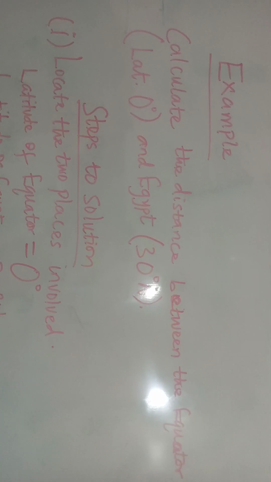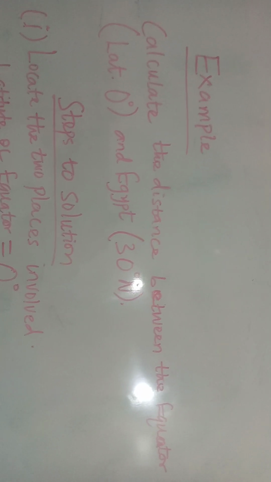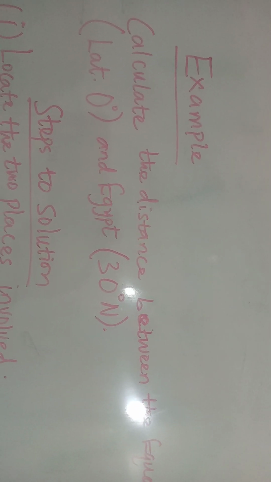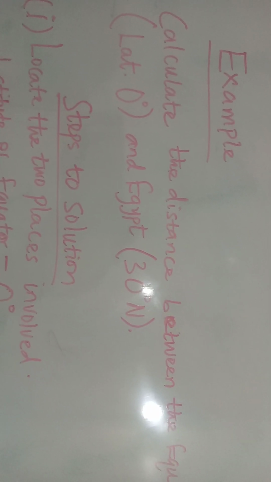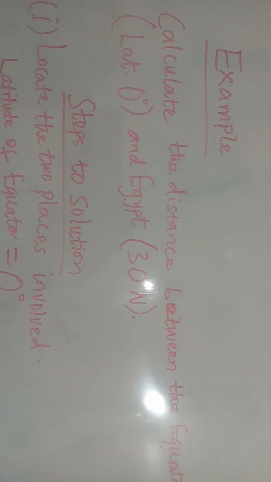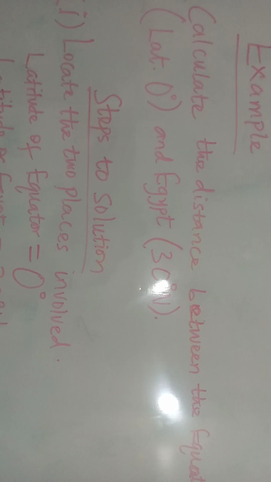Then we will go to the example so that we can see how it is solved. The example says, calculate the distance between the equator of latitude 0 degree. Of course, you know that the equator is 0 degree. That is what divides the earth into two equal halves, and that's why the latitude of the equator is 0.